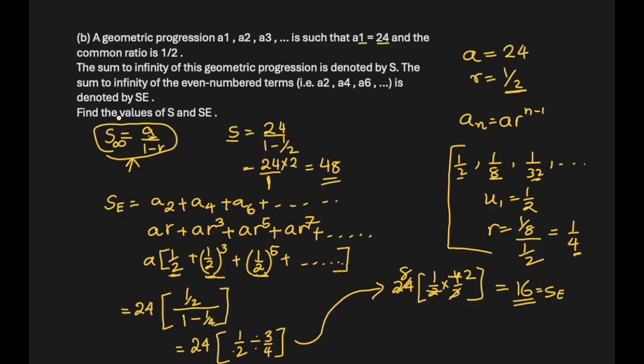What are they asking? Find the values of S and SE. S was 48, SE is 16. That means if the odd numbered terms were added, they would be 32, here 48 minus 16 is 32, but they didn't ask. We're good.